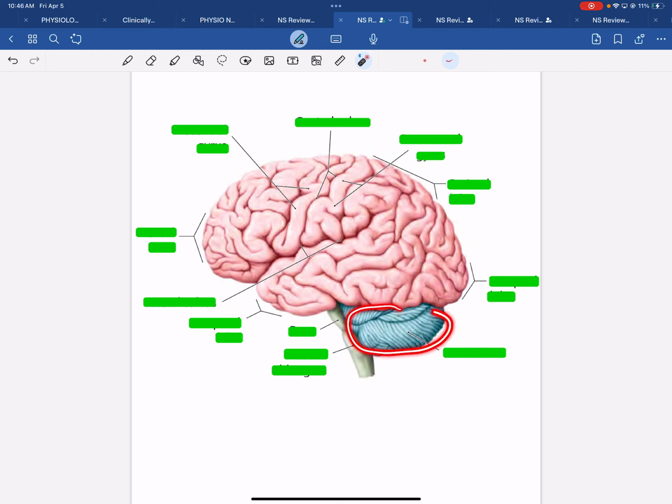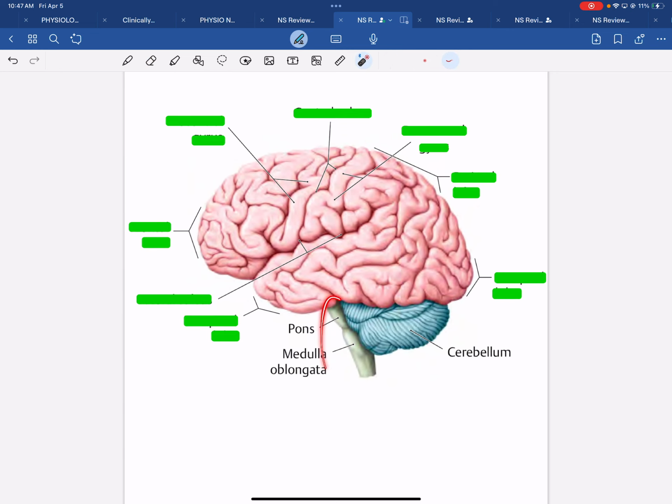What is this? The cerebellum. What is this? The brainstem. And what is this region of the brainstem? That's the pons. What about this region? The medulla oblongata. A useful thing is that when you're looking at the lateral brain, the only things you can see are the pons and the medulla, because the midbrain is up in here, and the diencephalon is on top of that.